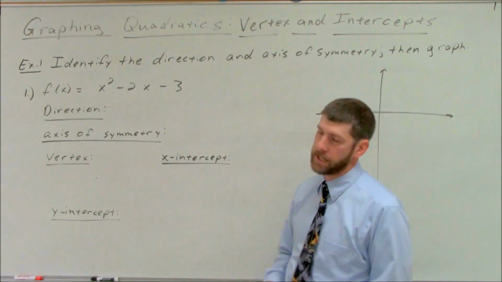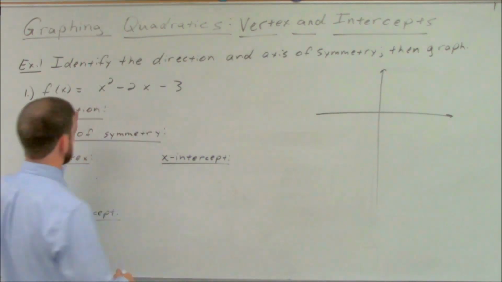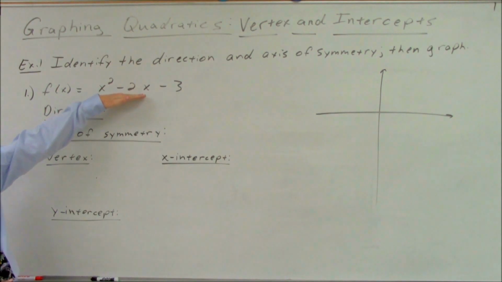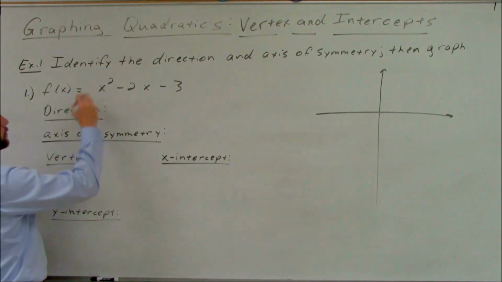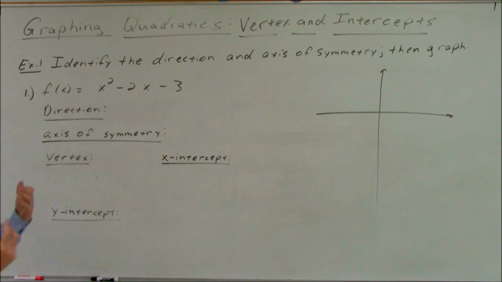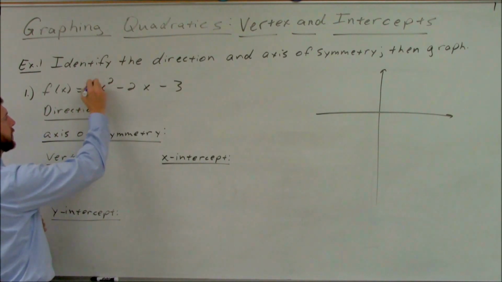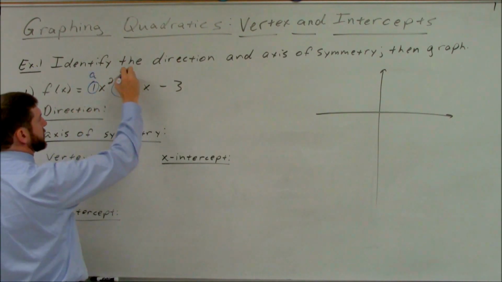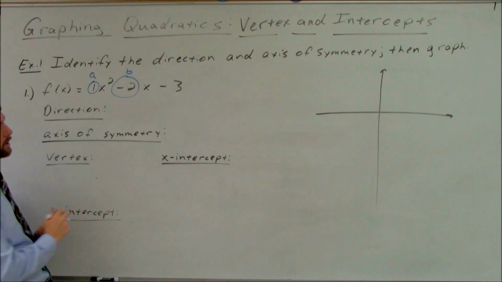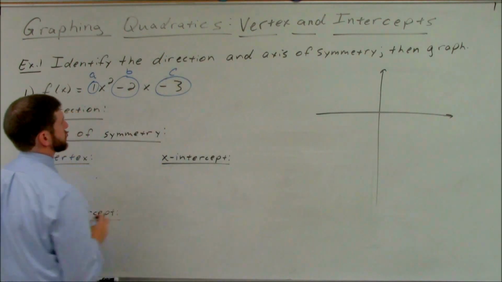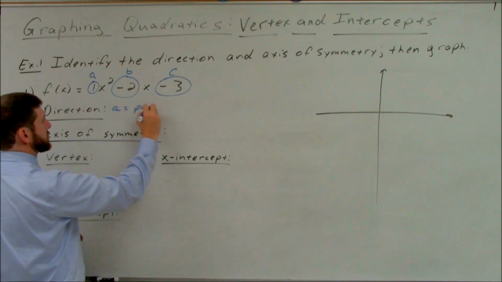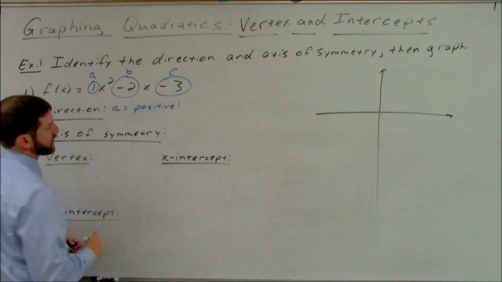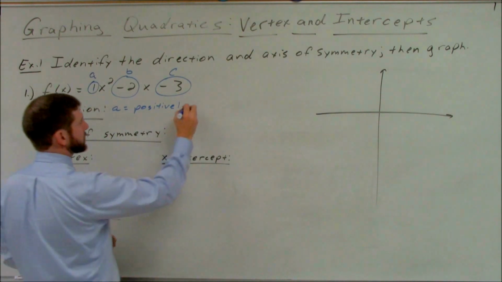Okay guys, here we go. We have an example right here. Let's find the direction and axis of symmetry for this function. Then we'll go through and find the components so that we can graph it. Direction, we look at a. Well, before I start doing anything with quadratics, I always like to label. Remember, a is your lead coefficient, b is your coefficient on your linear term, and c is your constant. So direction, we look at a is equal to positive 1, and we said if a is positive, it opens upward.